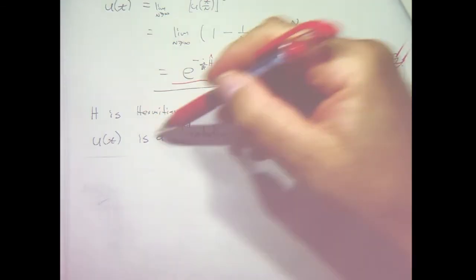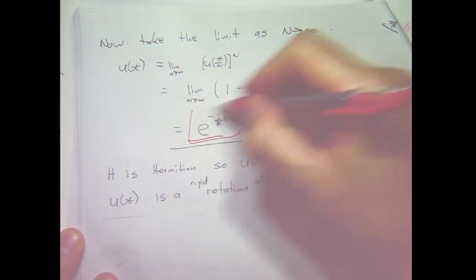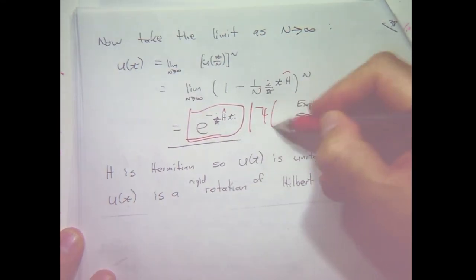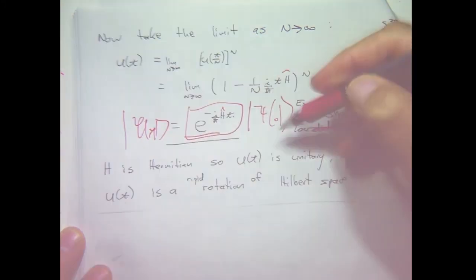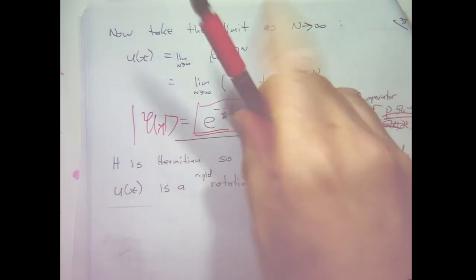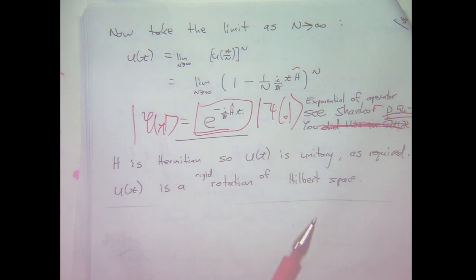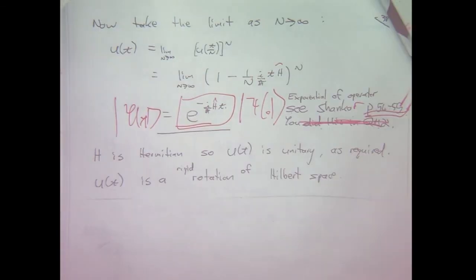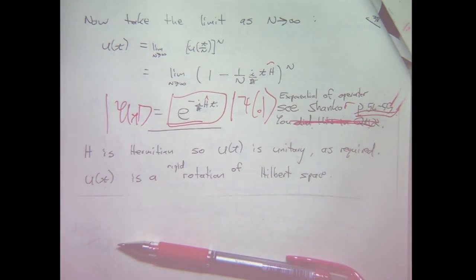And so U of t is a rigid rotation of Hilbert space. This operator operates on a state psi of 0 to give the state psi of t. Essentially what it's doing is rigidly rotating the state in the Hilbert space. And that's it. That's it for today.